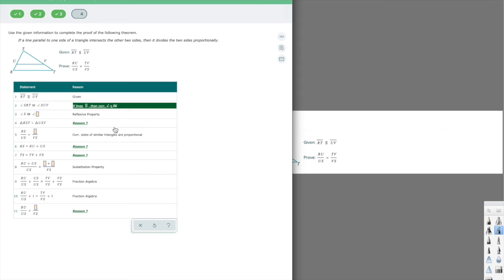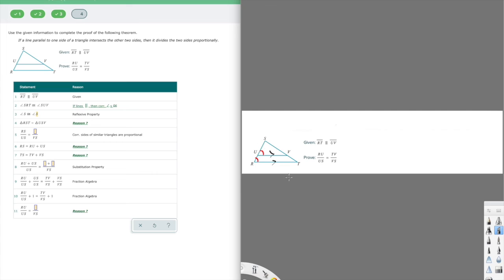Angle S is congruent to something, and it's telling us it's the reflexive property. Remember, reflexive means that we're proving something's equal to itself. So it's going to be angle S. I already know that just because of the property they're using. And the reason they're doing that is because we're sharing this angle up top here, right? They both share angle S. So angle S is congruent to angle S.